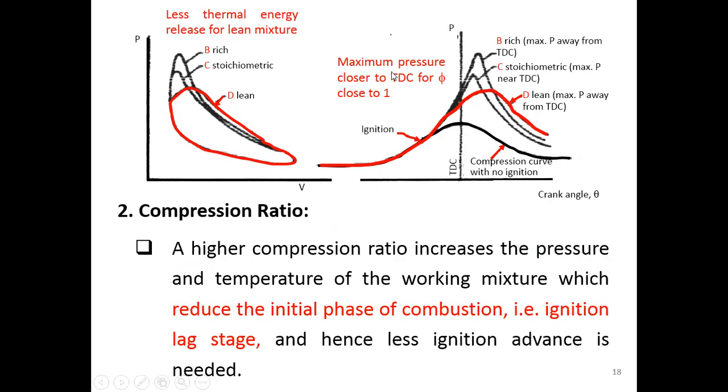This one is another indicator diagram, plotting pressure against crank angle. If you have a too lean mixture, the flame speed decreases. This is the point where you have maximum pressure, and it is far away from the top dead center. If you go for stoichiometric, the peak pressure is closer to the top dead center. And for rich, it is still further away, but not as much as in the lean mixture.